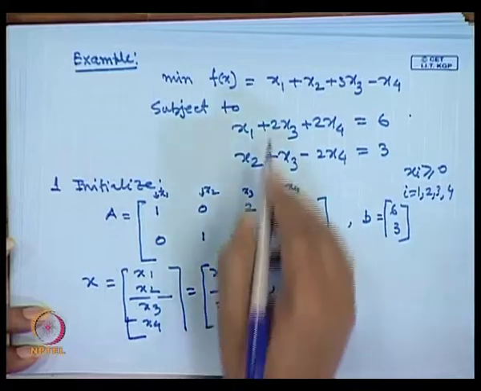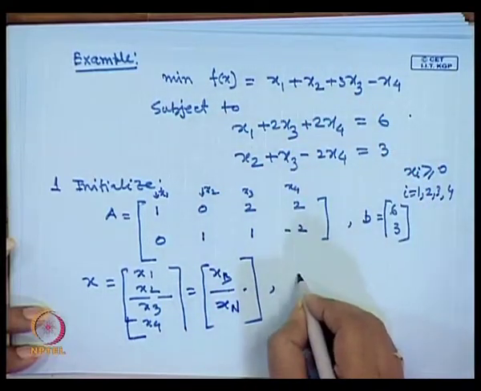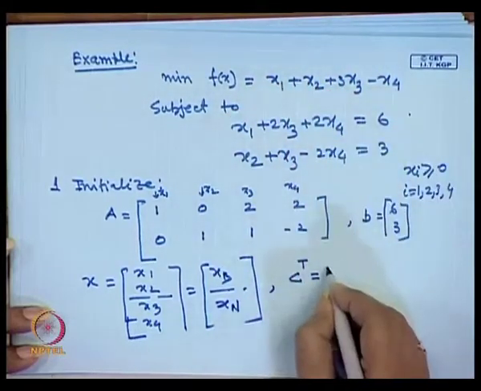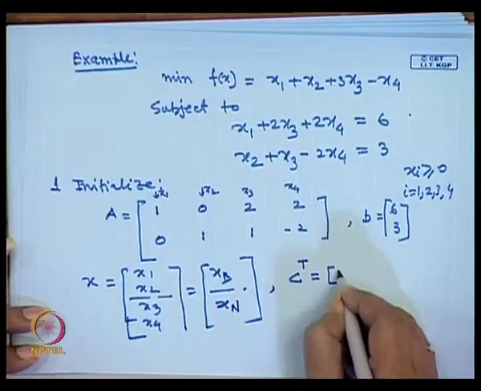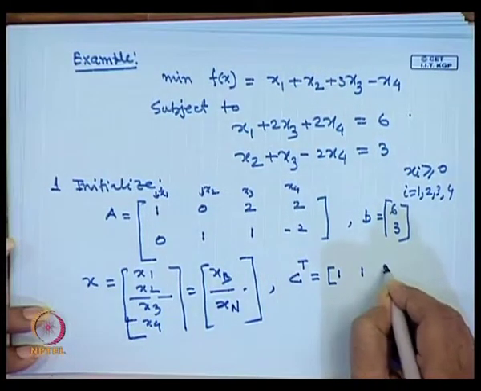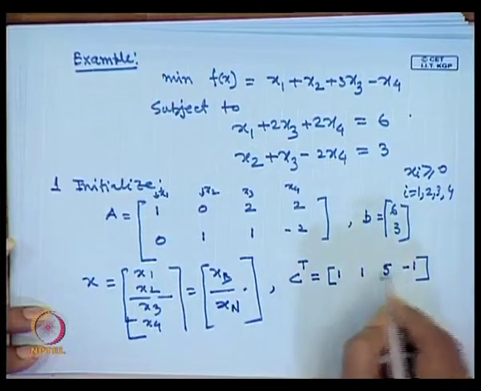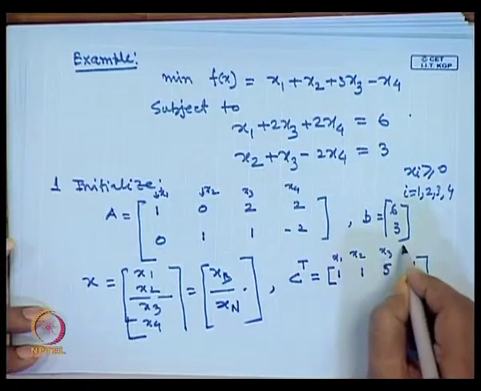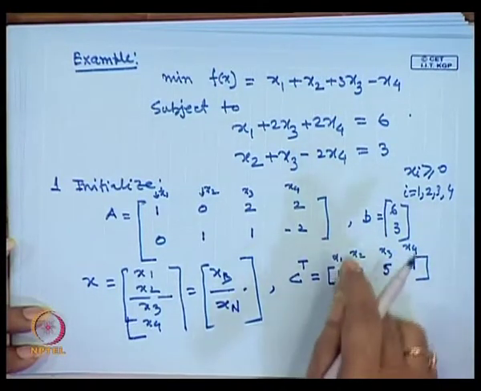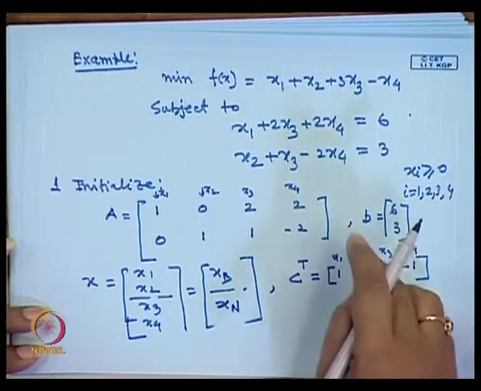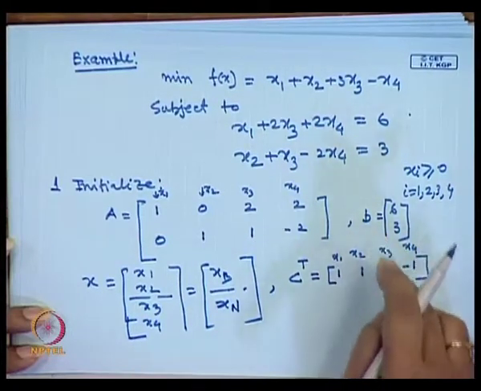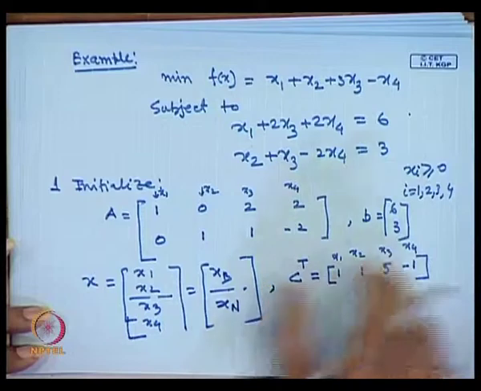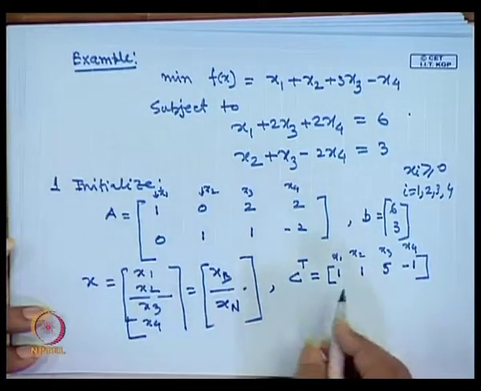And what is our C? C transpose matrix, you see 1 1 5 minus 1. The first corresponds to x 1, the second to x 2, then x 3, x 4. You can think of it as x 1 into 1 plus x 2 into 1, x 3 into 5, x 4 into minus 1, is equal to our objective function or cost function.